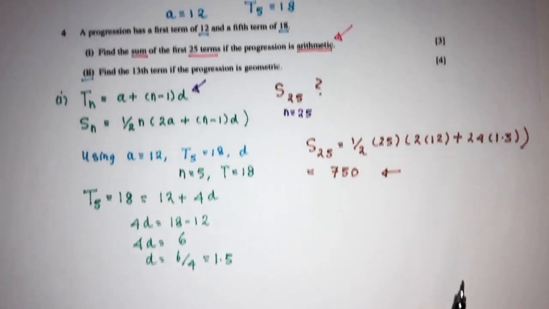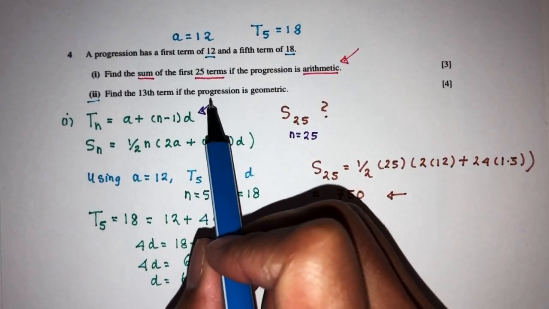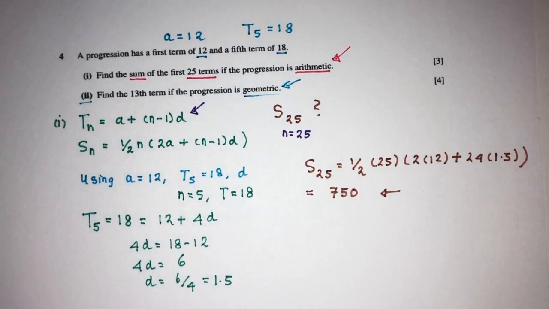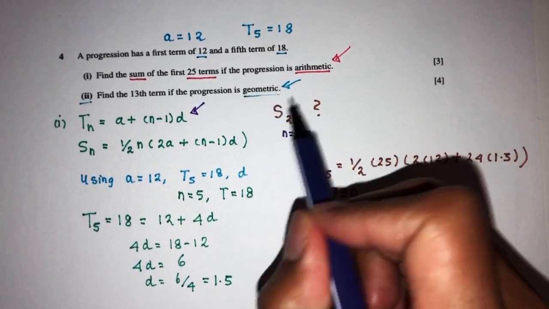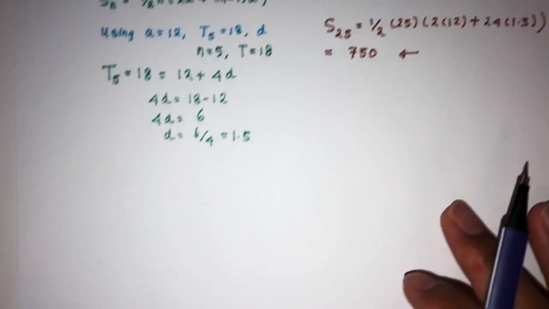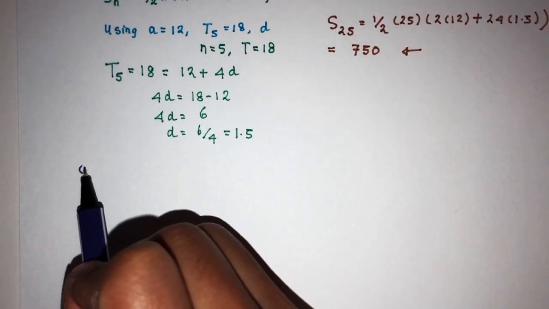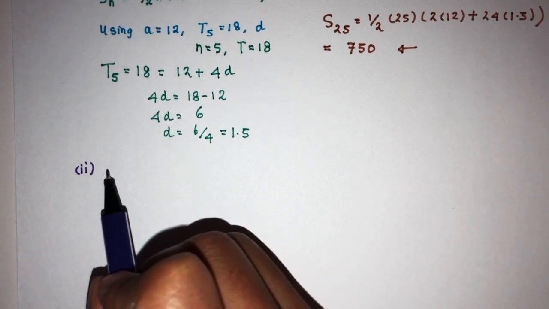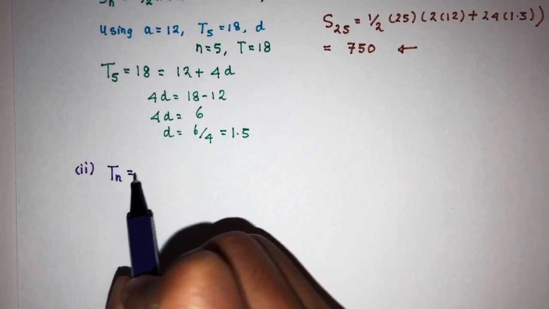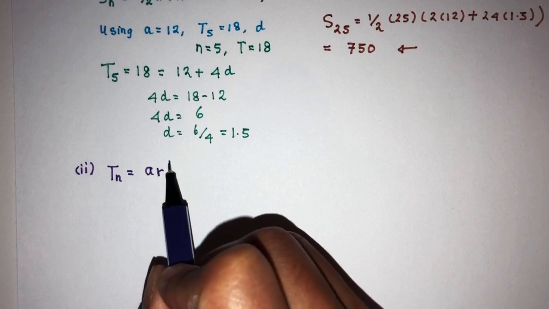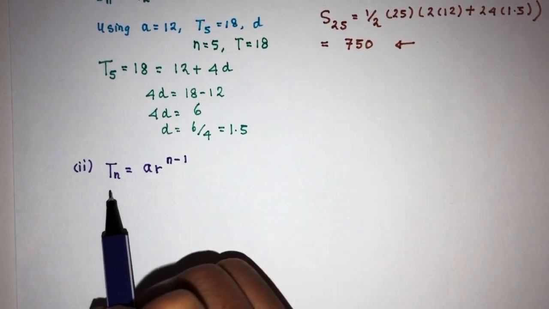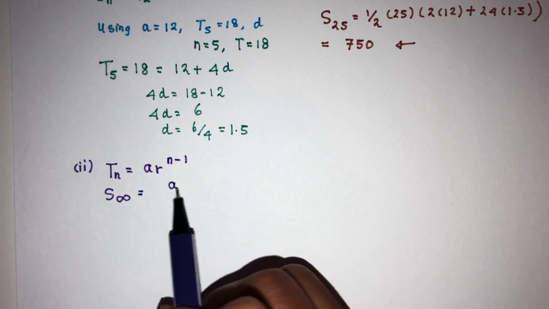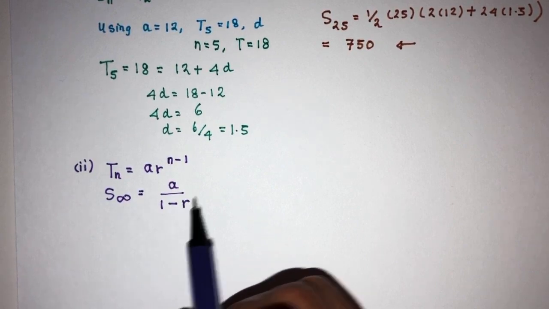We have to find the 13th term if the progression is geometric. So pretty easy, right? Now we know the type of progression this is. We can first proceed by writing down the formulas that we know for this one. For a geometric progression, the nth term is given by a r^(n-1), and the sum to infinity is given by a over 1 minus r.